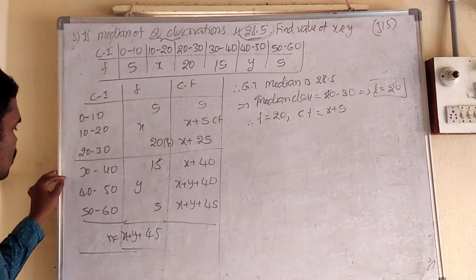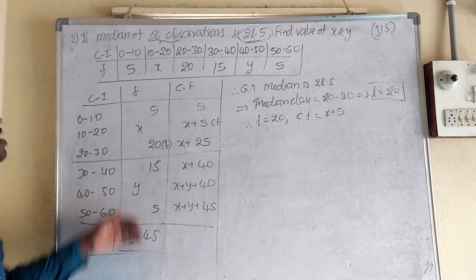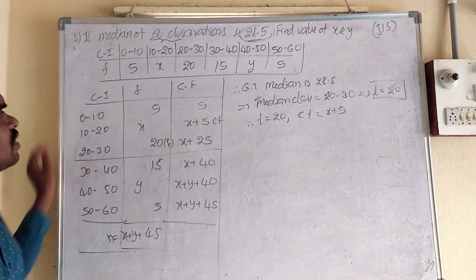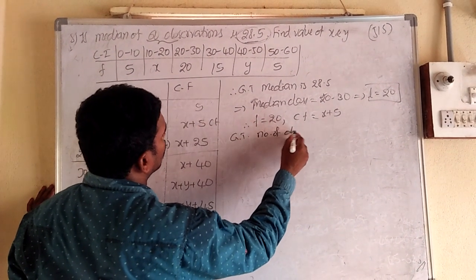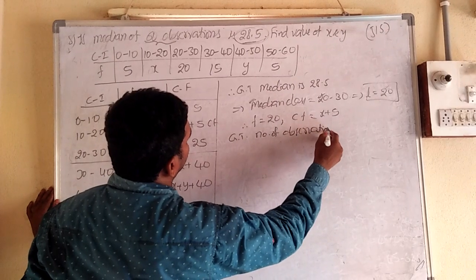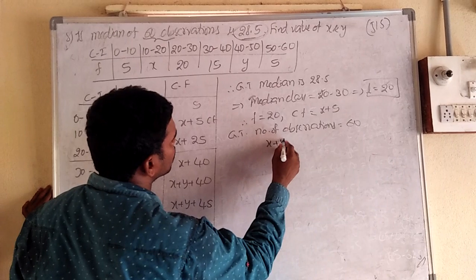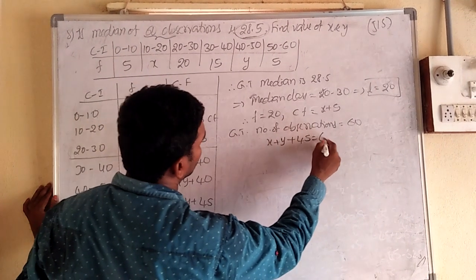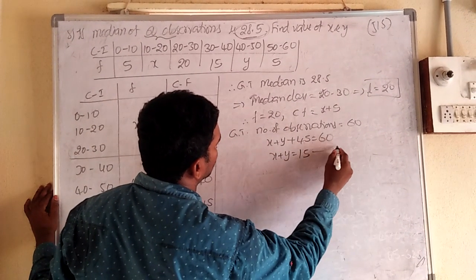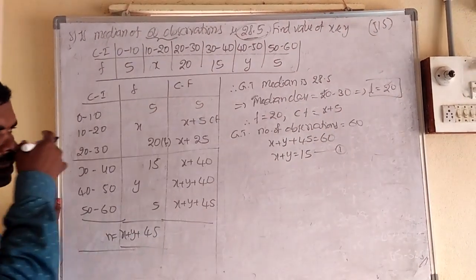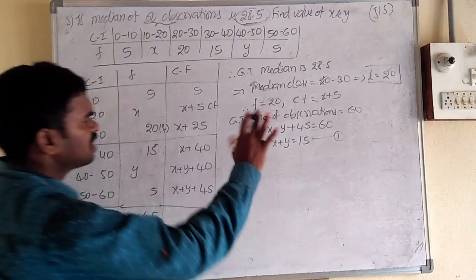And x plus y plus 45 is nothing but the sum of all observations. It is given that the number of observations is equal to 60. From here, x plus y plus 45 equals 60. Therefore, x plus y equals 60 minus 45, that is 15. So x plus y equals 15. Equation 1. Okay. This is the information.